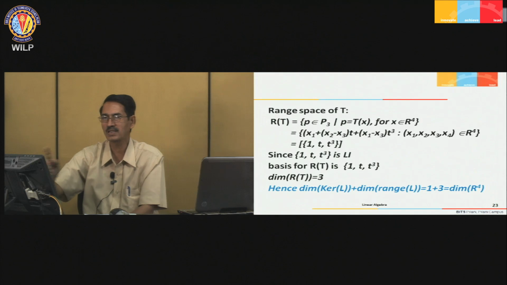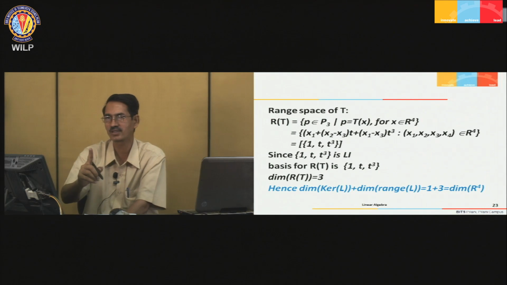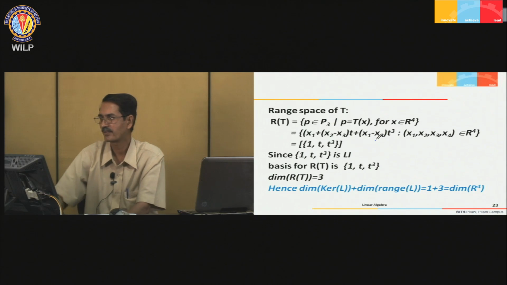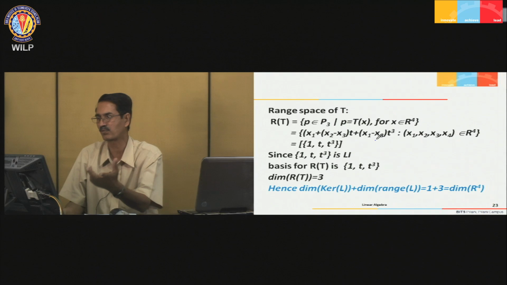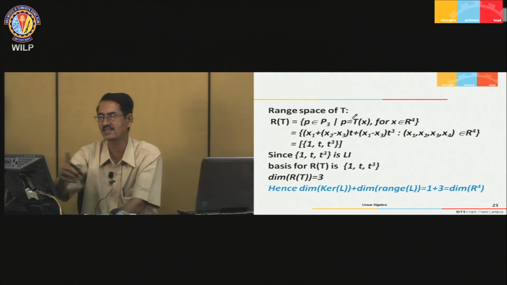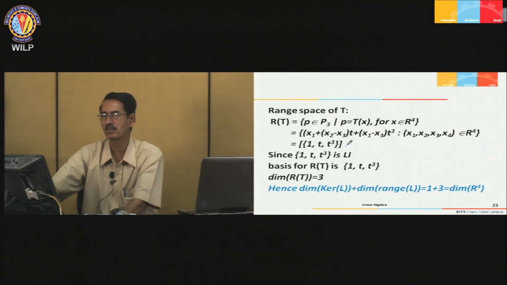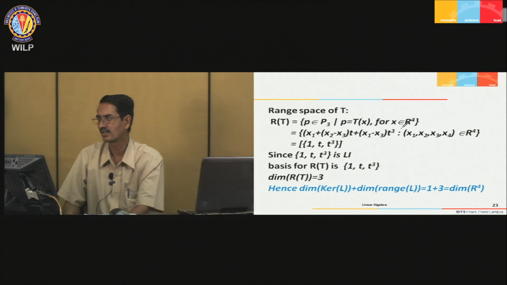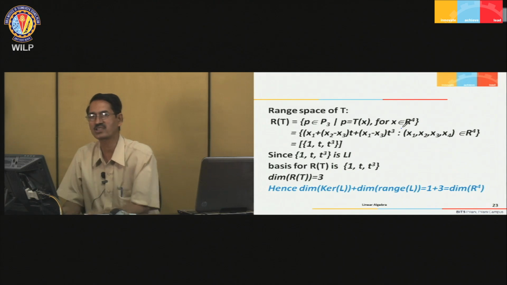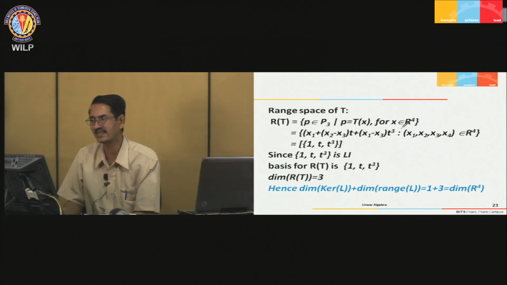So, the range space of T will be the set of all elements P of P3 such that T of x is equal to P for some x belonging to R4. See, T of x is already defined. T of x is (x1 plus x2 minus x3) into t plus (x1 minus x3) into t cubed. And what is this? In fact, x1 is a real number, x2 minus x3 is also a real number, x1 minus x3 is also a real number. So, what is this set?